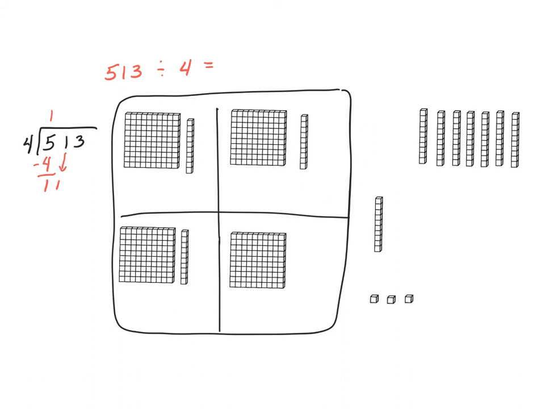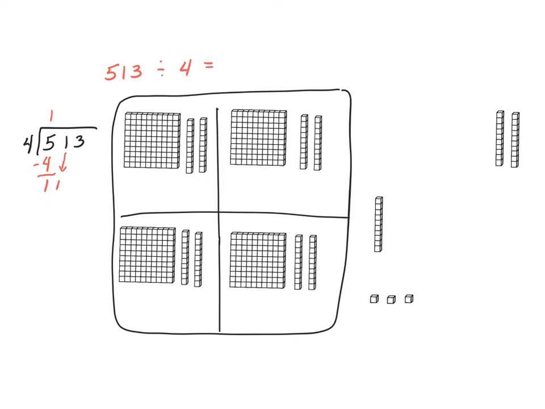I'm going to run out of space here, but I'll try to squeeze it in as best as I can. And now I'm at a point where I can't share these last 3 equally among 4 equal groups. So it looks like each person is going to get 2 longs, and that used up 8 of the longs that I had, so I should have 3 longs left over, which is what I do have when I combine these 2 with this 1, 3 leftovers. So I'm going to have to do some regrouping again and exchange each of these 3 longs for 10 cubes.